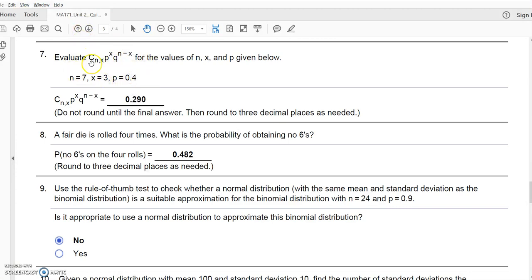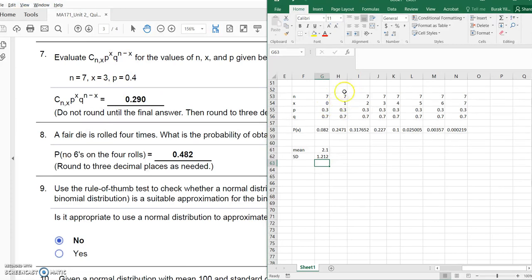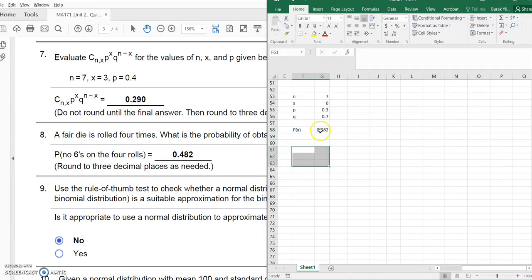Number 7 is another binomial distribution probability problem, and we can actually use this. So let me just clear this from the previous example. First off, here n is 7, so there it is. X is 3, so I'm going to put 3 here. And p is 0.4, so not 0.3, but 0.4. And q is always 1 minus p, so that's going to be 0.6. And voila, that's the probability, 0.290.